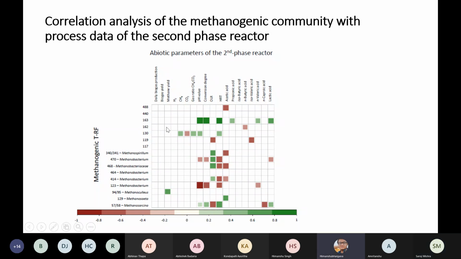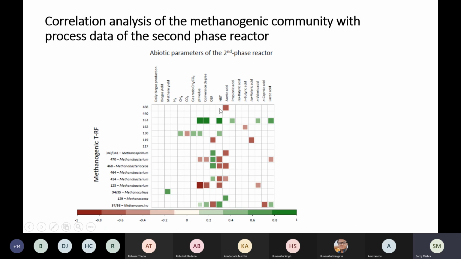Ma'am, just one doubt. Ma'am, the green one is in the range of 0.8 to 1. So, ma'am, what exactly is it depicting? Okay. The pH value in reference to the pH value. It means the correlation between pH value and the presence of 163 is 0.8. So every time the pH value goes up, there is more of 163. That is a positive correlation.